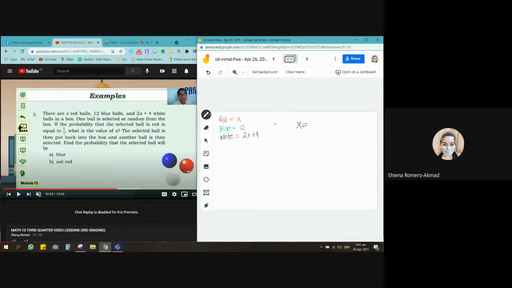Since our x is equal to 8, pwede natin sabihin that the red balls is 8. Ito, 12 pa rin naman siya. How about the white balls? We have 2 times 8 plus 4, or simply 20. Right? That's 20. So, paano naman kung not red? So, kung not red, ano yung kailangan natin i-consider na pwedeng i-select na bola? Blue and white po. Blue and white. And that's 12 plus 20. 12 plus 20 is 32.